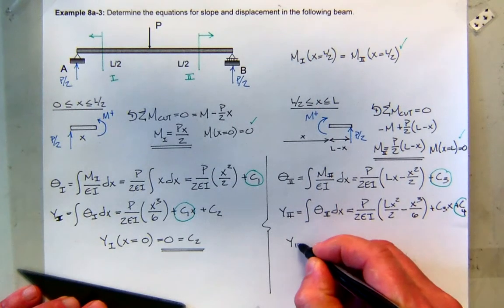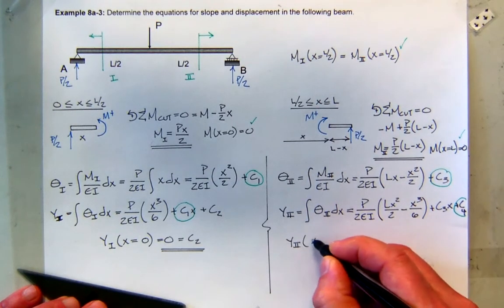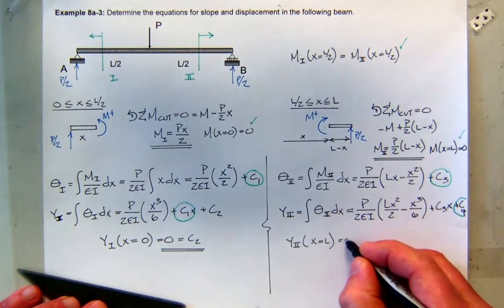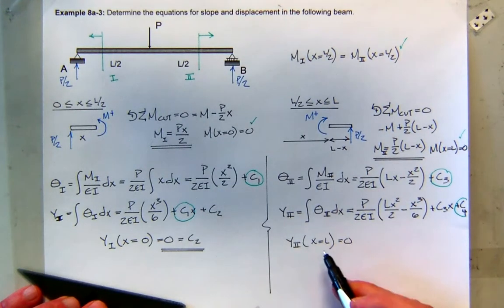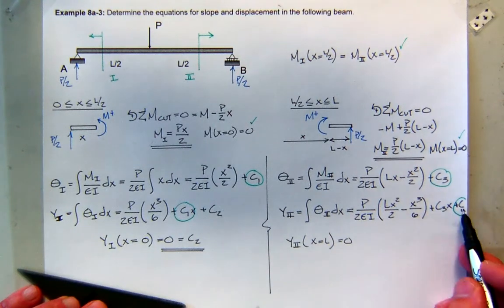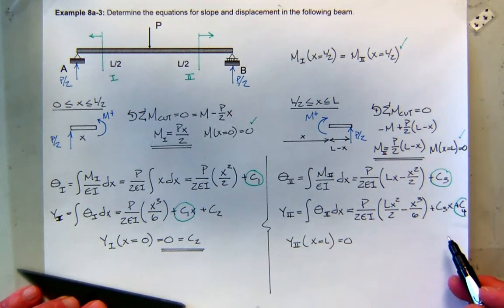I do know that the displacement in y2 at x equal L, that's here, is 0. I do know that. But notice if I put x equal L here, I've got one equation and 2 unknowns. Can't really solve that. So that really doesn't help me. So I need 2 more conditions.